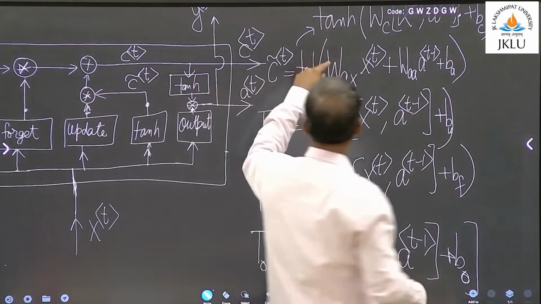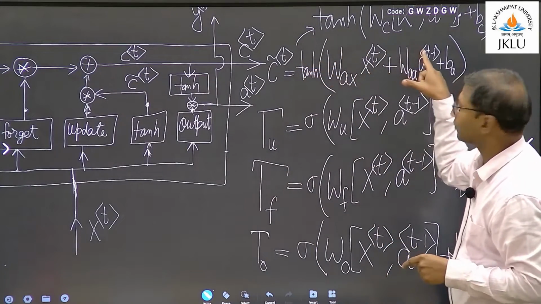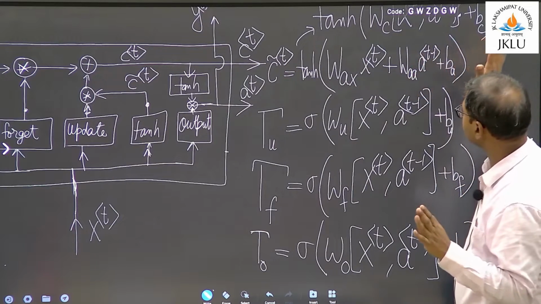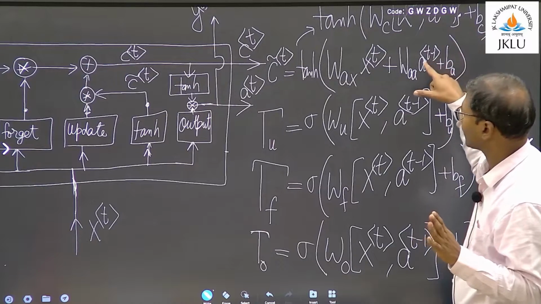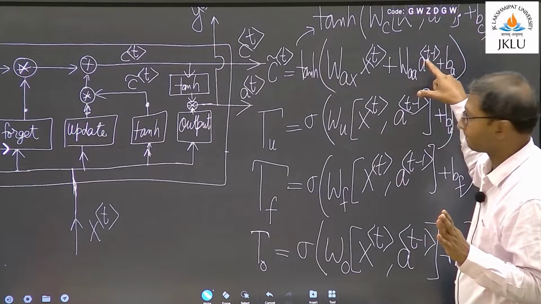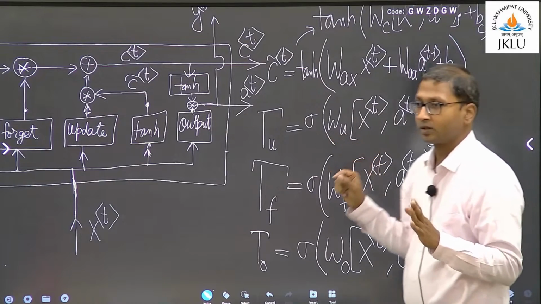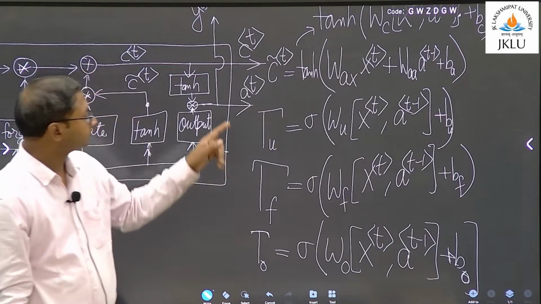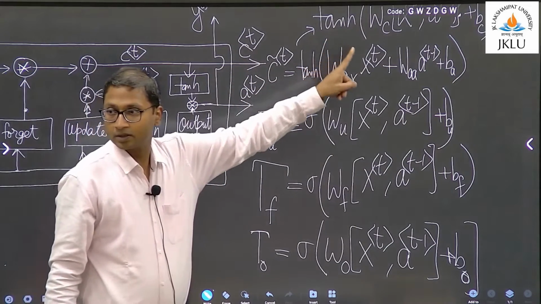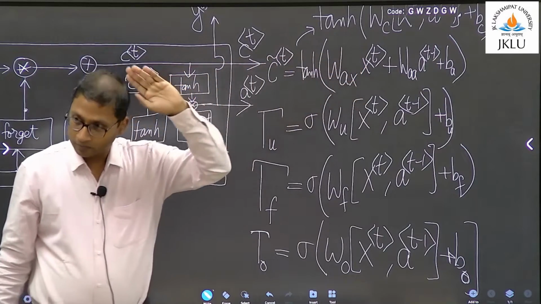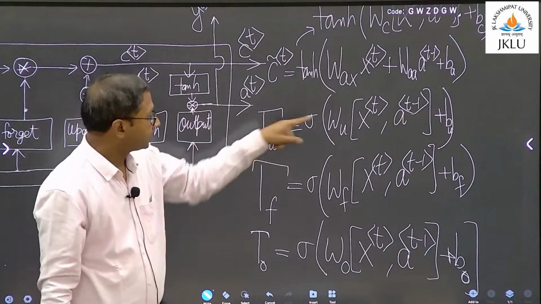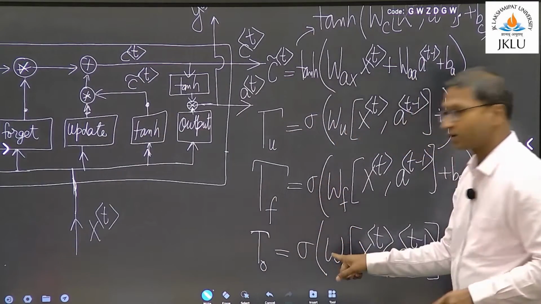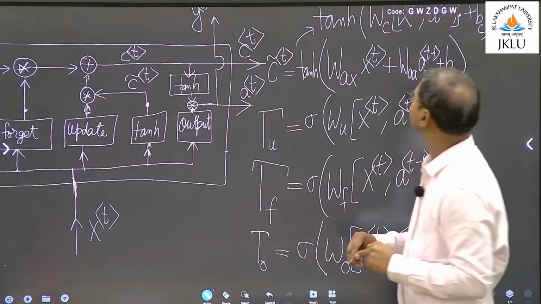So this guy was 300 cross 100. This guy was 100 cross 100. Right. So 100 cross 400. This guy is 100 cross 400. Okay.